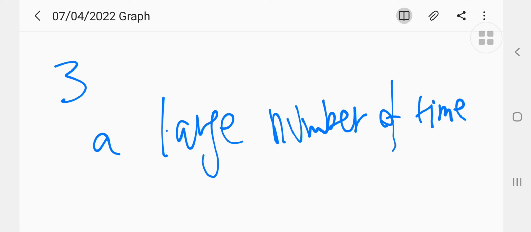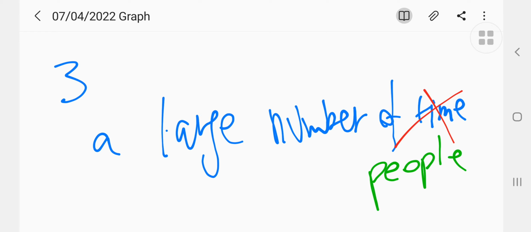If you want to say a large number of, then you need to use countable nouns. So in this case, we could say a large number of people, a large number of species, a large number of extinctions, and so on.